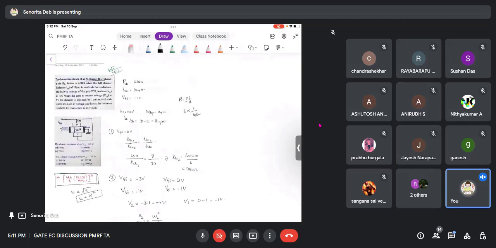Okay, so with this I end here. Next class we will see the MOSFET's DC characteristics. And also AC analysis we will do, and then if time permits we will take up questions. Otherwise in the next class we will take up questions.